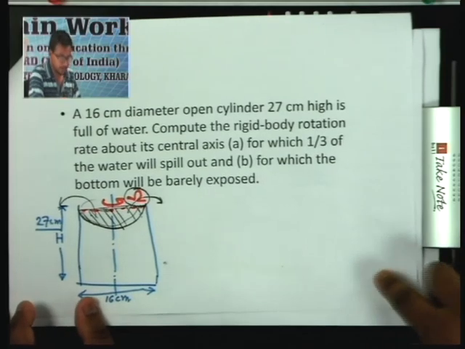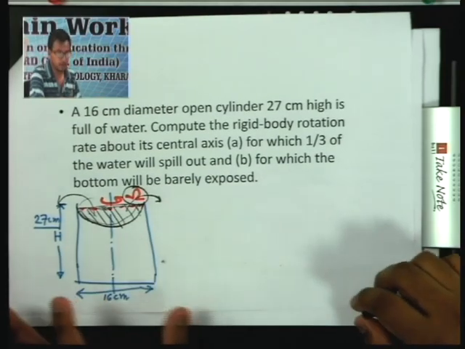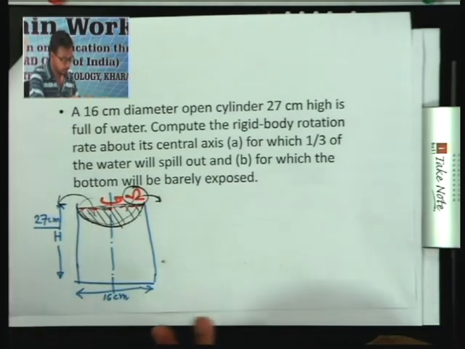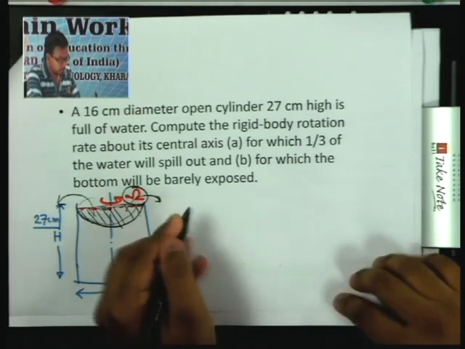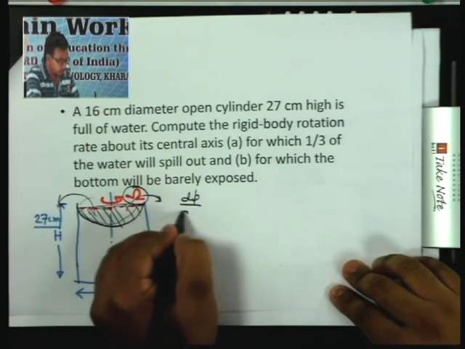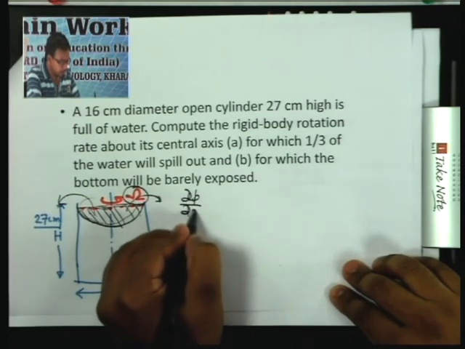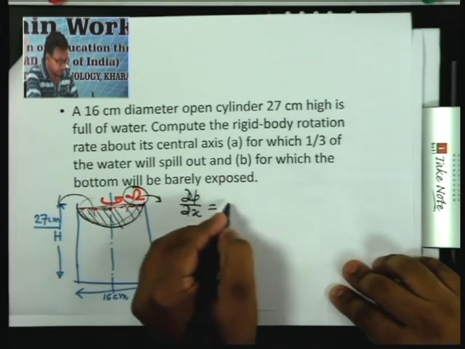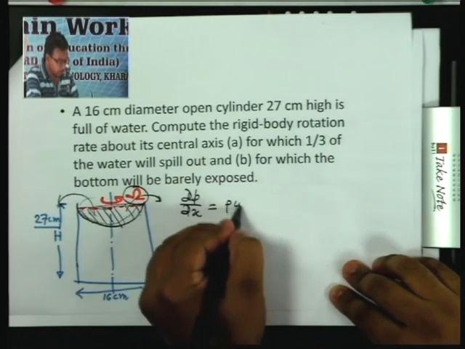This is again a very simple problem, and the theory of this problem has been worked out in great detail by Professor Ghosh Maulik. So I'll just mention how to calculate the pressure. Again the pressure gradient will be del p del r, which is rho omega square r.